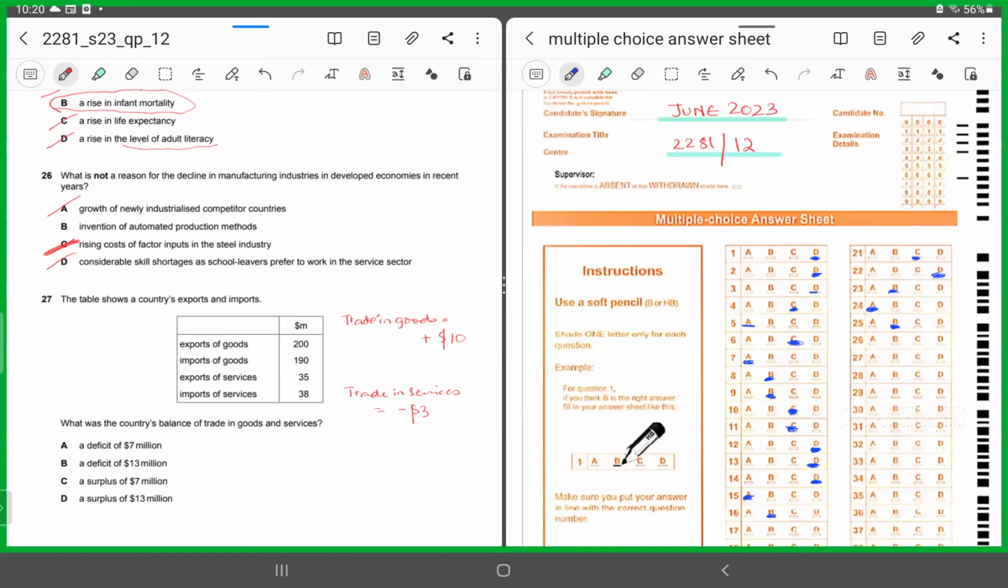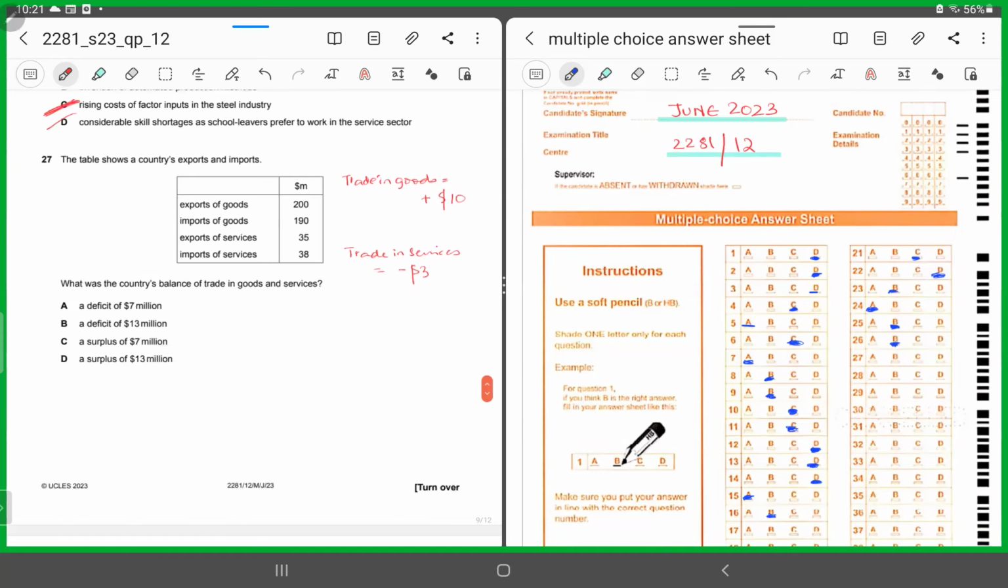Saving time, more production, higher quality, less prone to errors. 26 has to be B. All right. 27. It talks about BOP. It's easy.